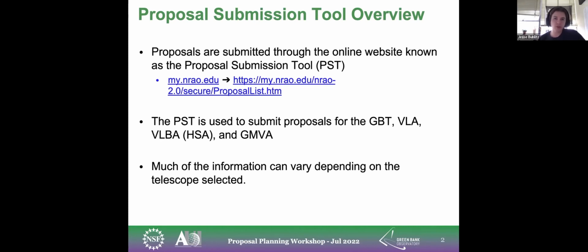And so this tool is used not only for the GBT, but also other telescopes like the VLA, VLBA, and the GMVA. And so depending on what telescope you are interested in, that'll vary the information that you have to submit into the PST. So in this case, we are specifically just talking about GBT.